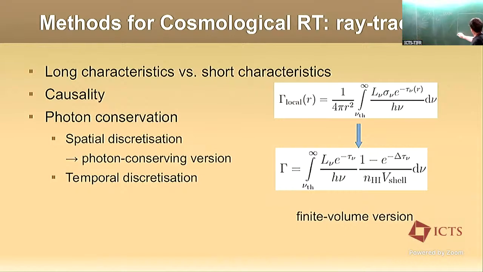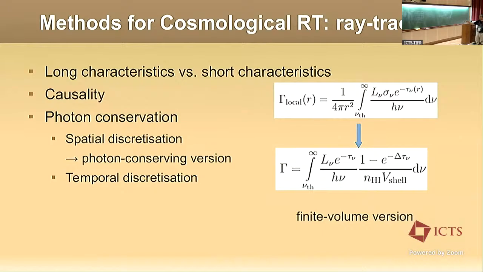So you have your grid like this, and you want your sources somewhere, and you want to propagate in this direction, and this direction, and you want to have a guarantee that the photons are conserved as you are doing that. And the local version won't do that. So you need to generalize it for a finite volume, being the volume of each cell.